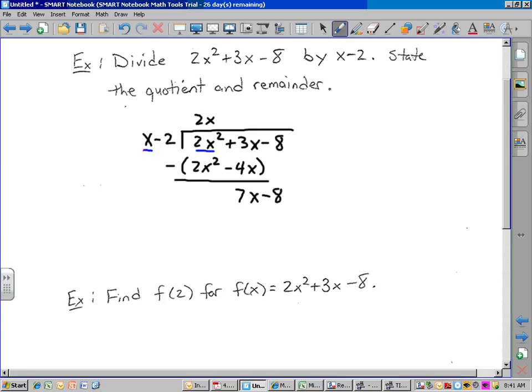Now, what are we going to multiply that by to get 7x? That is a positive 7. So plus 7, 7 times x is 7x. 7 times negative 2 is negative 14. So negative 8 plus 14 is a positive 6.